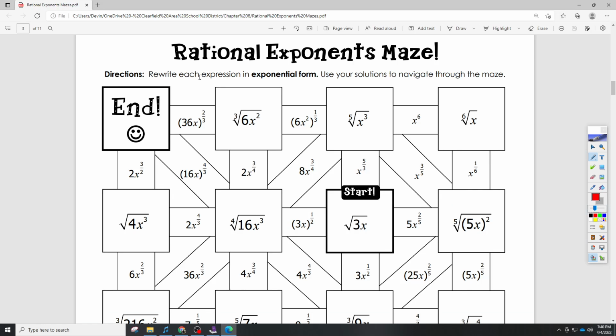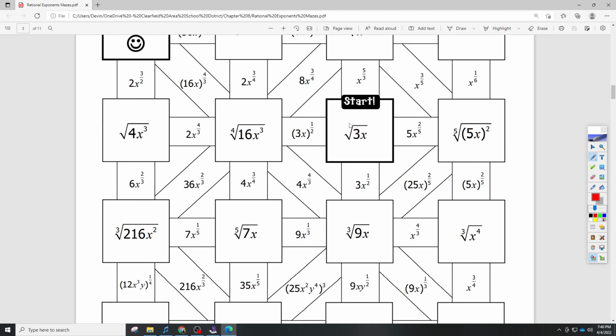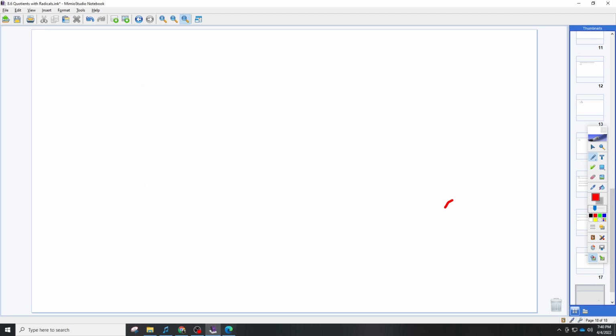The other side says rewrite each expression in exponential form. So this one's actually a lot easier, and you'll see, because all you're doing is just changing it to an exponent. So here we're starting in the middle. It's the square root of 3x. We're changing it to an exponent. These ones you may not have to show work, but the other page you have to show work for everything. So you don't have to show work with these ones, but if you want to, you can.